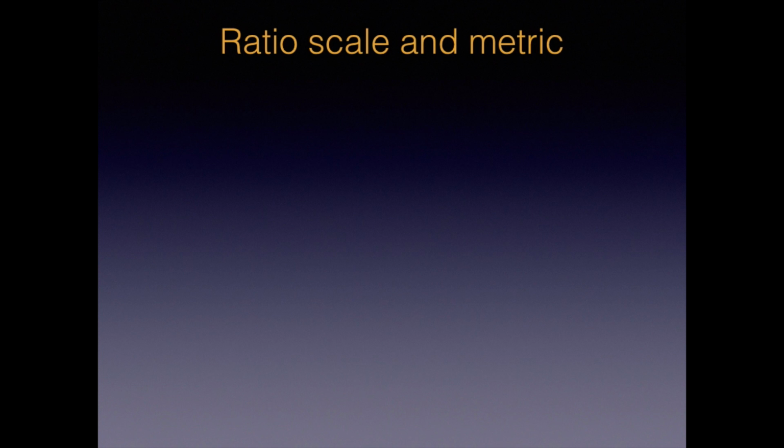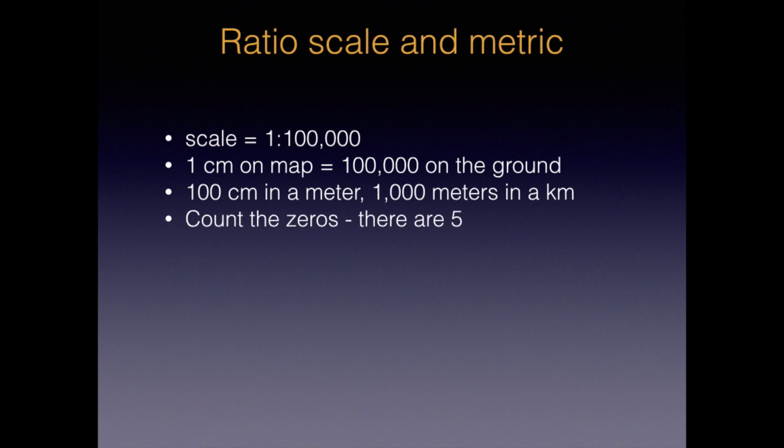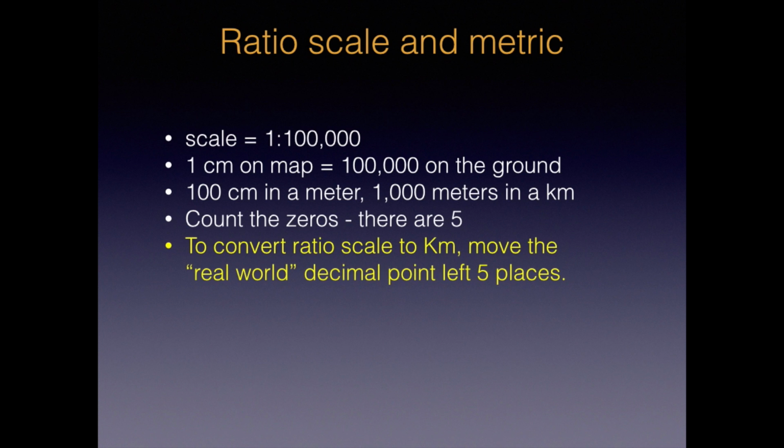Ratio scale is much more useful if you can think metric. We're going to get into a little math here, but stick with me, it's pretty easy. Let's say our map has a ratio scale of 1 to 100,000. This tells us that 1 centimeter on the map equals 100,000 centimeters on the ground. You hopefully know that there are 100 centimeters in a meter and 1,000 meters in a kilometer. If we count the zeros in both 100 and 1,000, we see that there are 5. So to convert ratio scale to kilometers, move the real-world decimal point left 5 places.